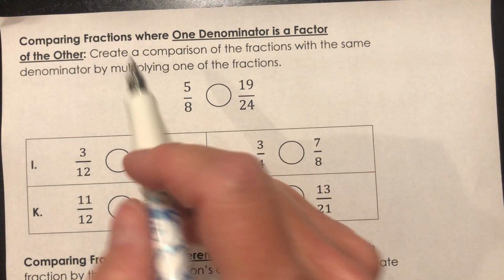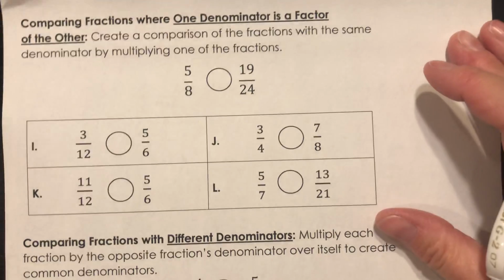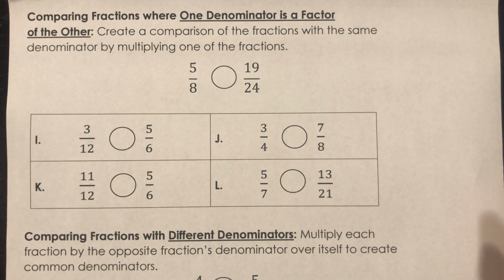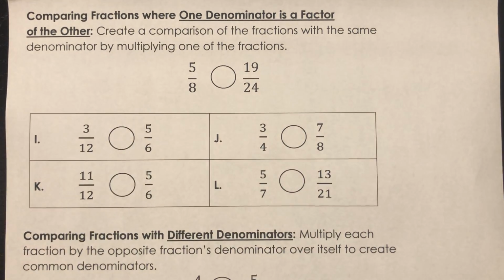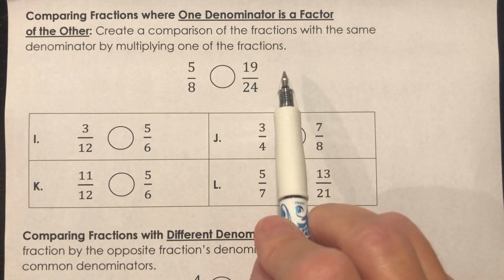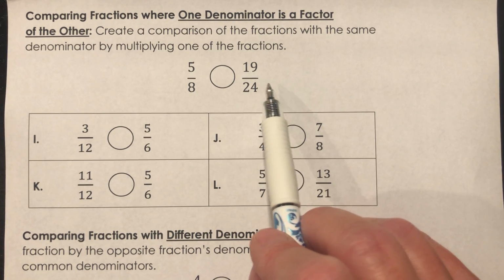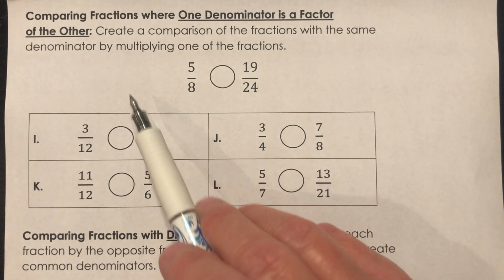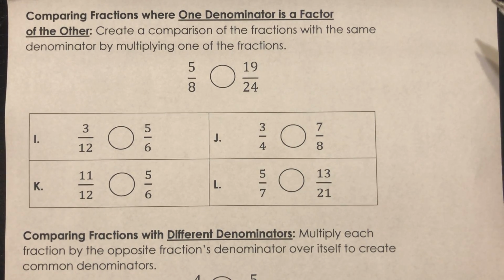And this one starts off with comparing fractions where one denominator is a factor of the other. And remember that factors are numbers we multiply together to get a product, right? So this says, create a comparison of the fractions with the same denominator by multiplying one of the fractions. So right here, I have 5/8 and I have 19/24. And yes, you could draw two of the same size whole, and you could cut this one up into 8 pieces and shade 5, and this one up into 24 pieces and shade 19, but that would take forever, okay?